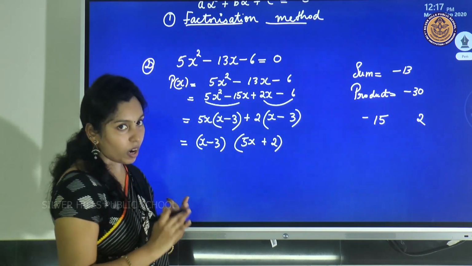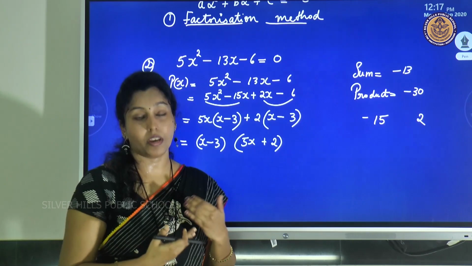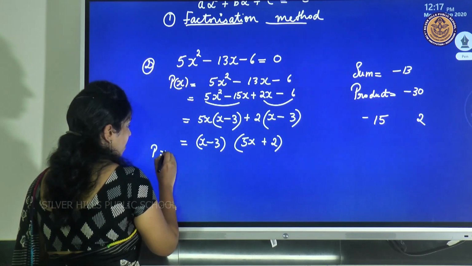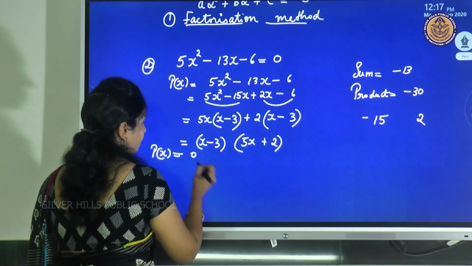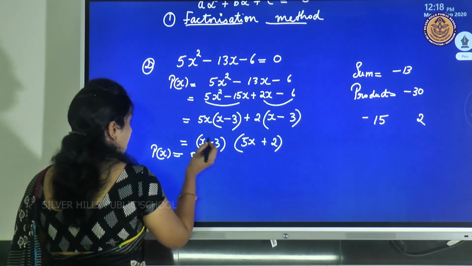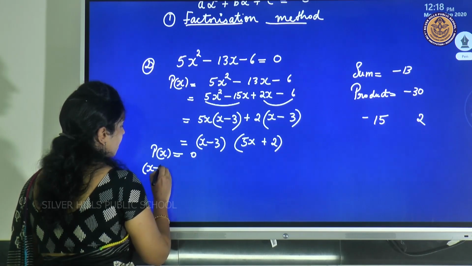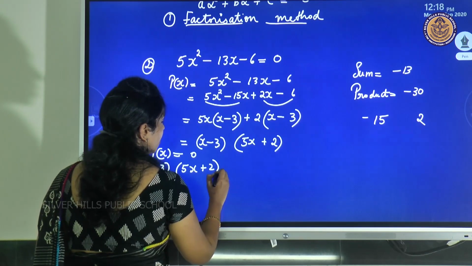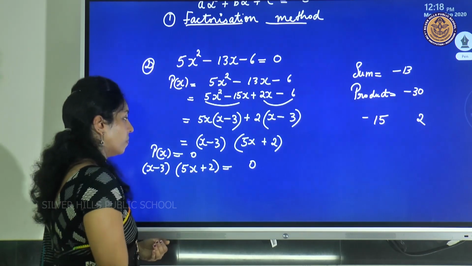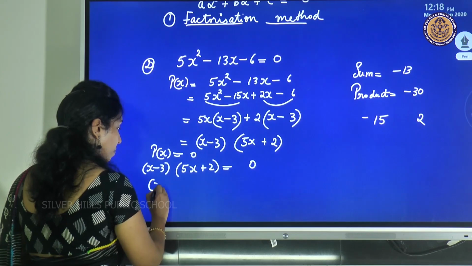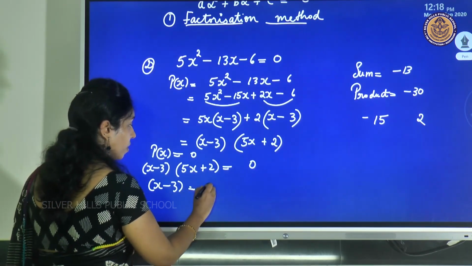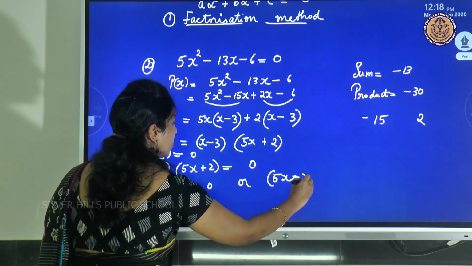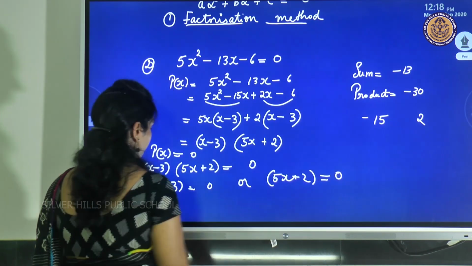Now we are going to solve it. I need to find the value of x. We are solving a quadratic equation. So p of x equal to 0. What does that mean? It means x minus 3 into 5x plus 2 is equal to 0. This shows x minus 3 is 0 or 5x plus 2 is equal to 0.